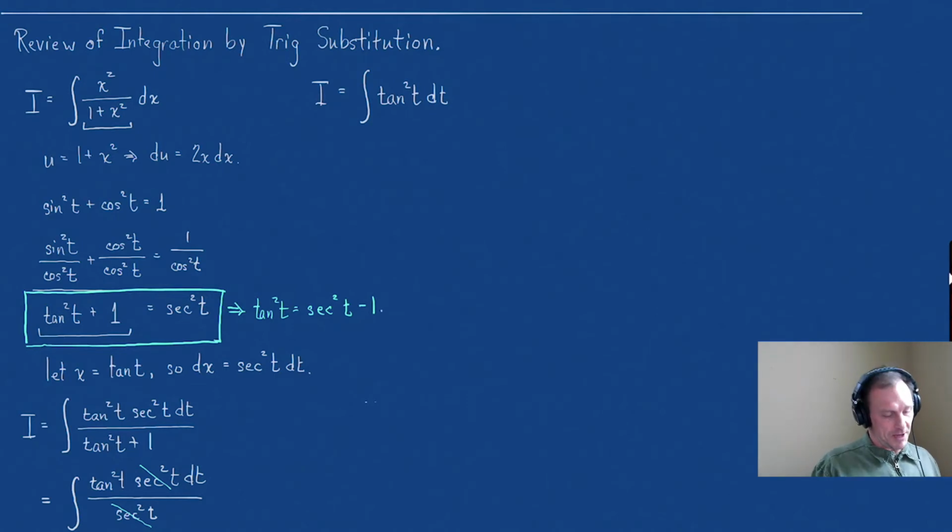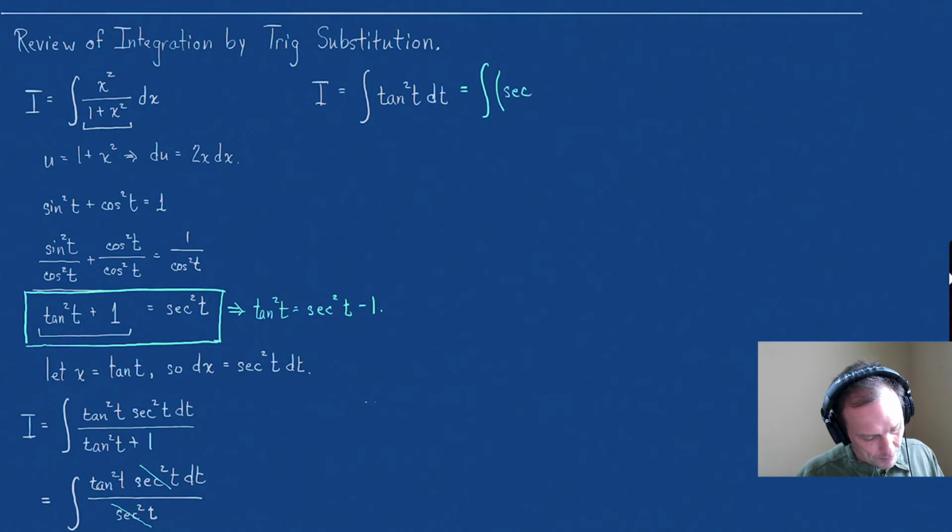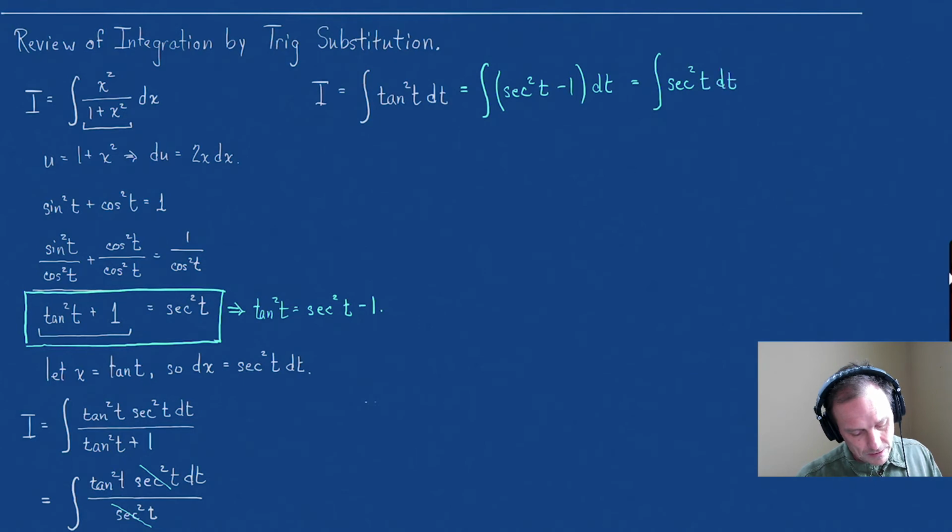Okay, so what do we have? Well, then we can rewrite this as the integral of secant squared of t minus 1 dt. Okay, well, let's keep going with that. Let's just break it up because we know the integral of a sum is the same as the sum of the integrals. So this is the integral of secant squared of t dt minus the integral of 1 dt.